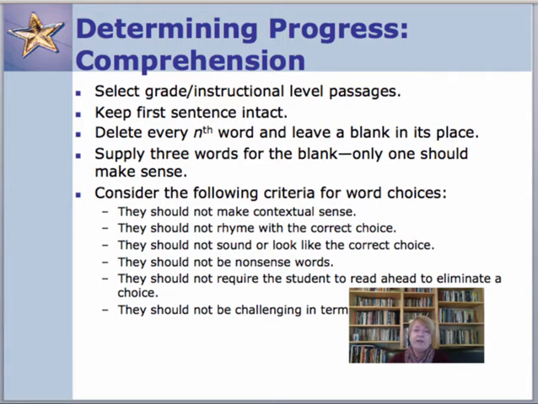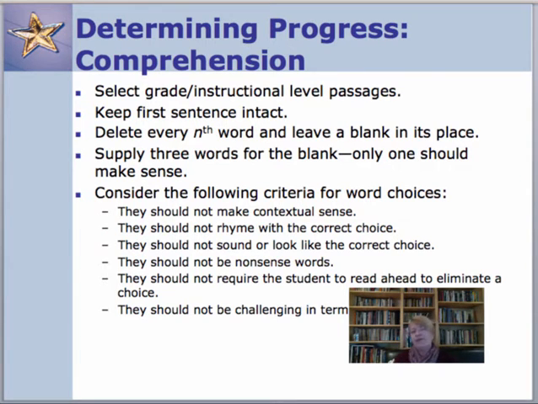And so when you are choosing the 3 words to use as your measure, the words that you use, except for the correct word, should not make contextual sense. They should not rhyme with the correct choice. They should not sound or look like the correct choice. They should not be nonsense words. They should not require the student to read ahead to eliminate a choice. And they should not be challenging in terms of meaning.